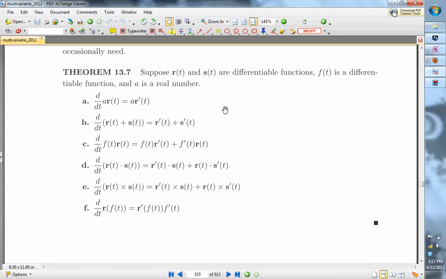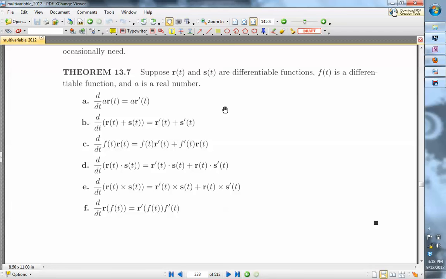Okay, let's talk about D. R dotted with S, scalar or vector? It comes out a scalar. Derivative of a scalar is a scalar. So the right-hand side of this thing better be a scalar. Is it? Well, R prime, scalar or vector? Vector. S is a vector, R is a vector, S prime is a vector. Vector dot vector? Scalar. Plus scalar. Okay, so the dimensions work. That's a good thing.